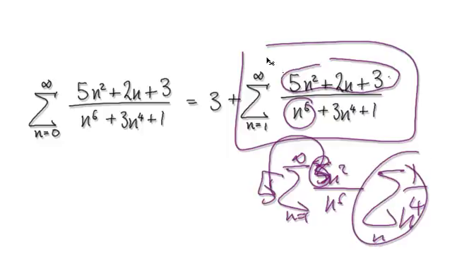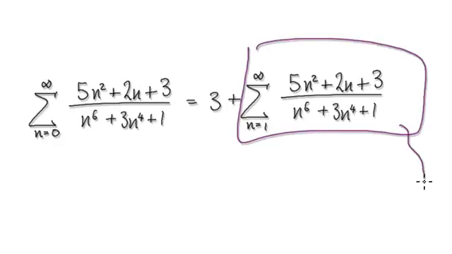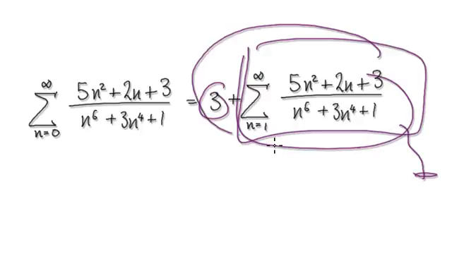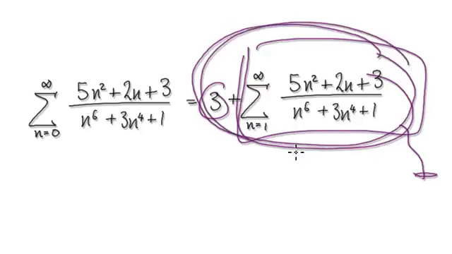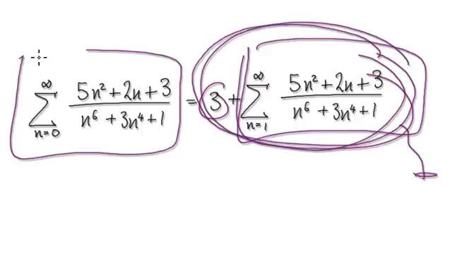This thing here is going to converge. This thing here will converge, and if something converges and then you add 3, then the whole thing here will converge. If this whole thing here will converge, then this thing here will also converge. Okay.